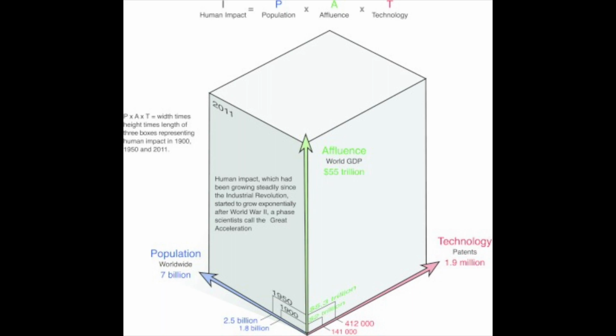Also evident is the change in the relative importance of the factors. From 1900 to 1950, the population, the consumption, and technology had roughly equal effects, while from 1950 to the present, consumption and technology have become dominant factors driving environmental impacts.